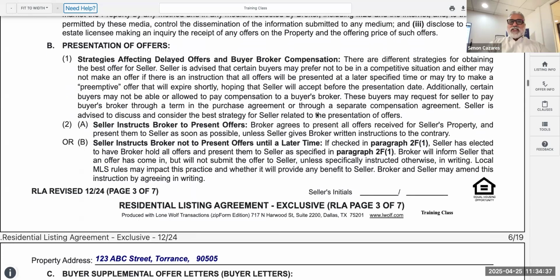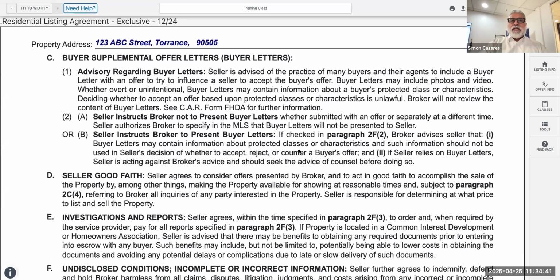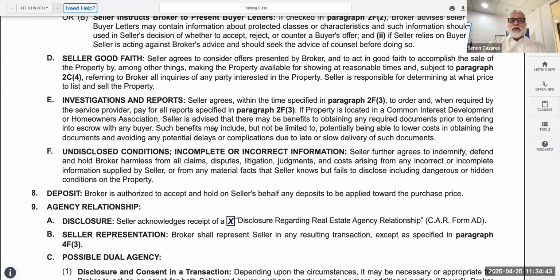Presentation of offer is pretty self-explanatory. Buyer supplement of letters, we talked about it. Seller's good faith, obviously, the goal to accomplish is that they give us the ability to help sell their property, right? And under good faith, the seller will do whatever we need to do to help accomplish that goal.